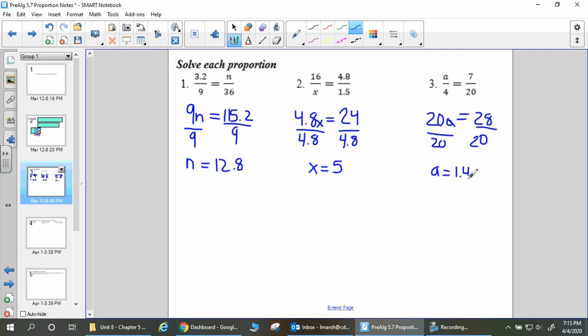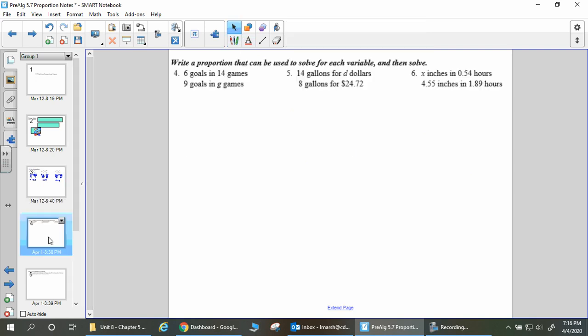Okay, and so this is the first way that we can solve proportions. The whole proportion is given to you. Your job is simply to solve it. The next way that proportions work is they put a little bit more information. So now we actually know where the numbers are coming from.